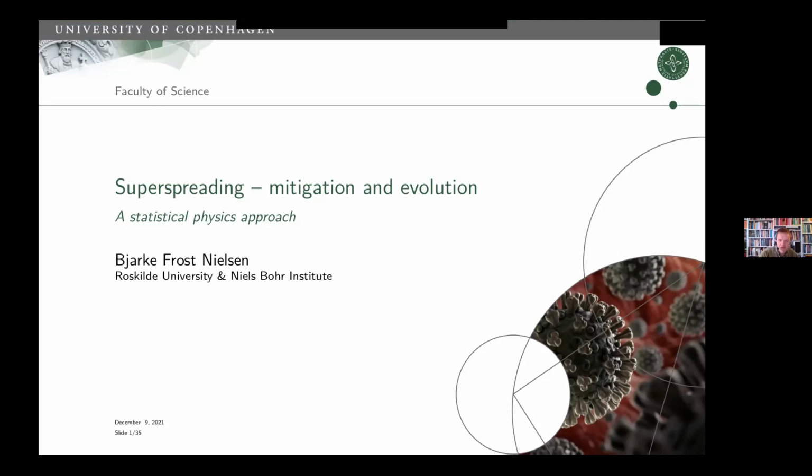So yeah, I'm going to talk about superspreading, which is this phenomenon that some diseases have enormously wide distributions of how many infections each person causes, so to speak. But from a slightly statistical physicsy point of view.